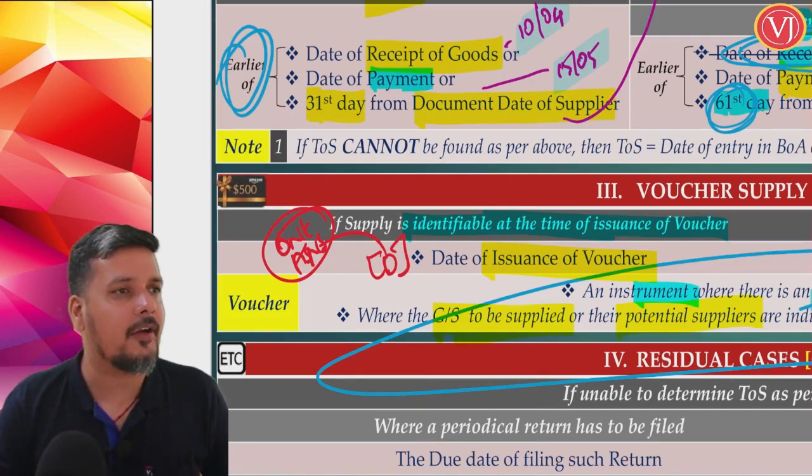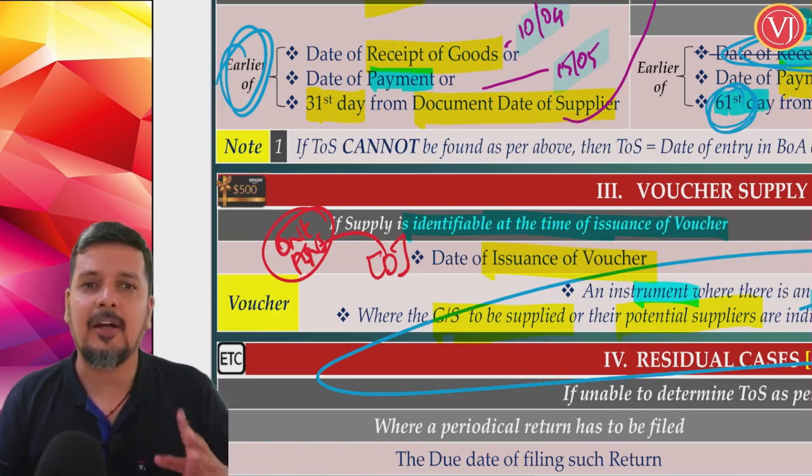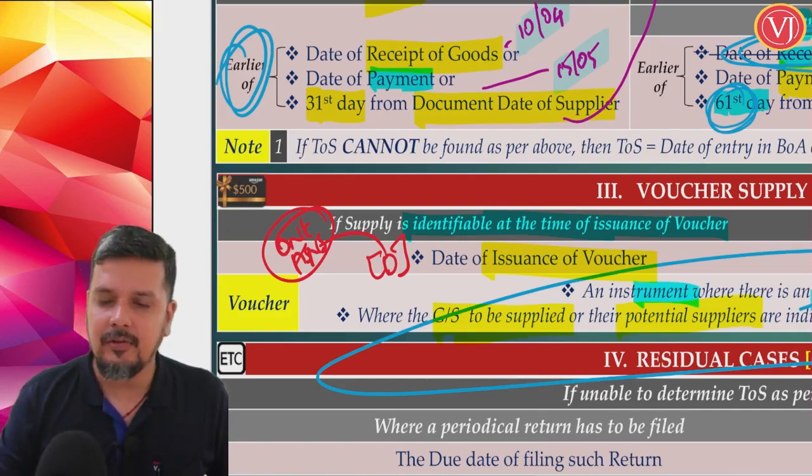Payment will be on or before 20th of Jan. On or before 20th of Jan. One answer or multiple answers? One answer. Issuance of voucher.